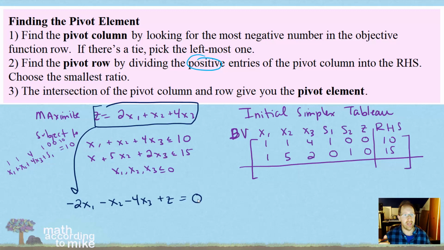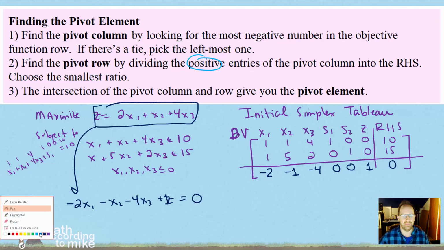Okay, using your column headings that you just made, the coefficient of x sub 1 is negative 2, coefficient of x sub 2 is negative 1, x sub 3 is negative 4, there's no s sub 1, there's no s sub 2, there's 1z, hilarious, and the right hand side is 0.